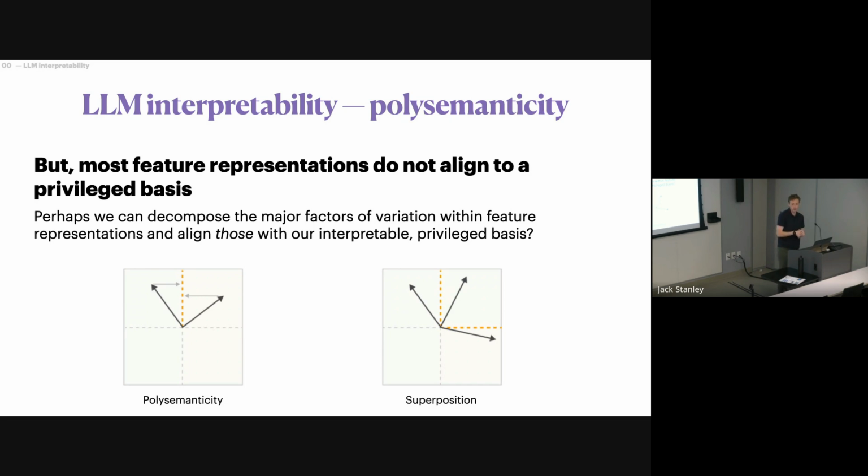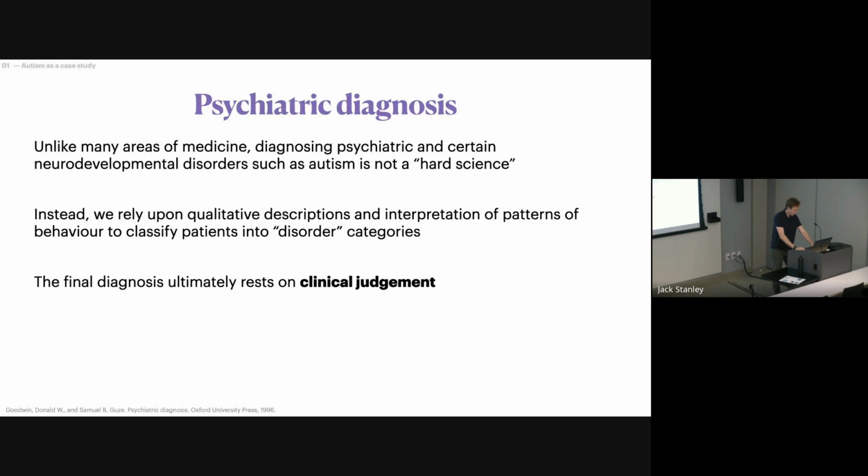So instead of considering just three features, we could maybe identify two components of these features that are most relevant. Shifting gears a little bit to the actual case study, I'm just going to motivate a little bit why studying autism is interesting from a biomedical and from an interpretation perspective.